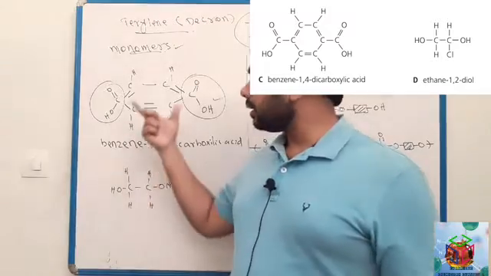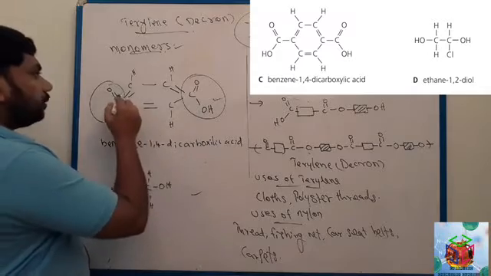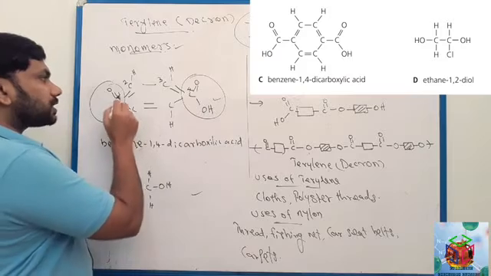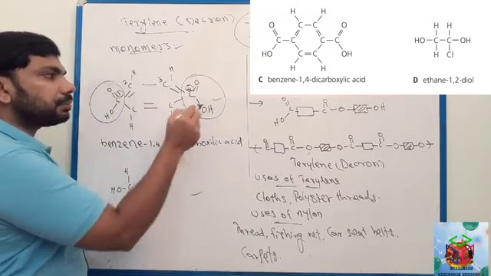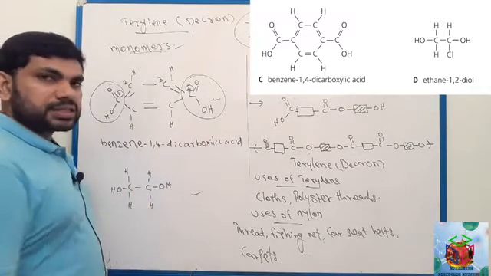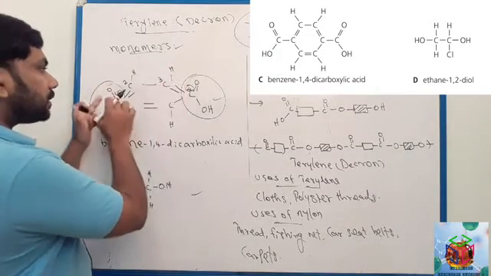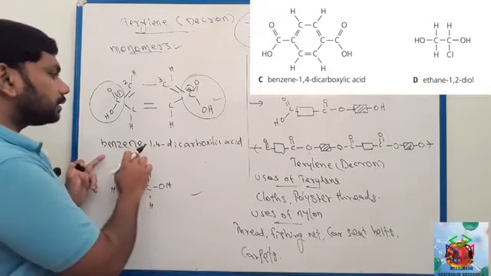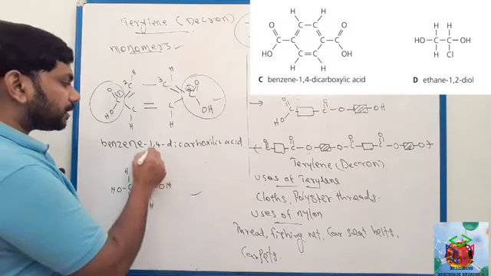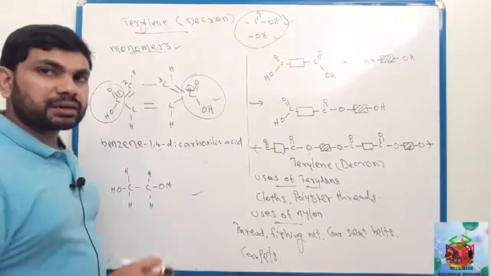The name of this ring is benzene. Look here, you can give numbers. This is the first carbon, 2, 3, 4. In the first carbon and fourth carbon there is C double bond OOH. So the name of this compound is benzene 1,4 dicarboxylic acid. This structure is benzene. On the first carbon and fourth carbon there is carboxylic acid, two carboxylic acids, that's why dicarboxylic acid. First and fourth position, benzene 1,4 dicarboxylic acid.